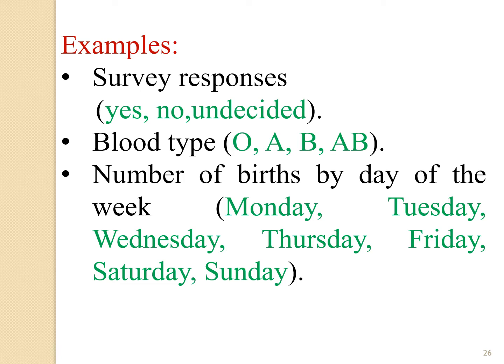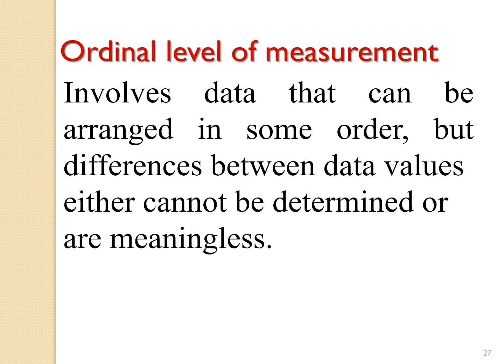And second, the ordinal level of measurement involves data that can be arranged in some order, but differences between data values either cannot be determined or are meaningless. This is also qualitative data, but in this case we can write an order, low to high or high to low. At the same time, the difference between two samples or two data values is meaningless.